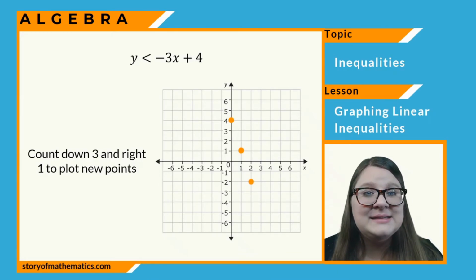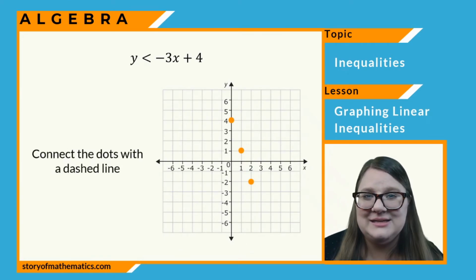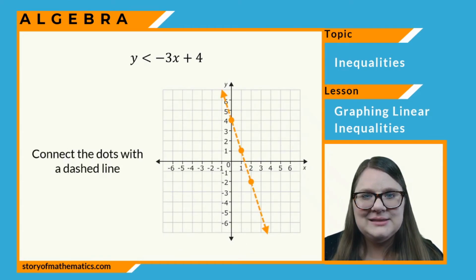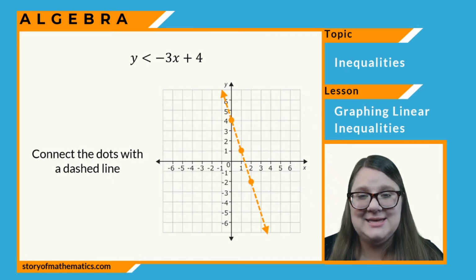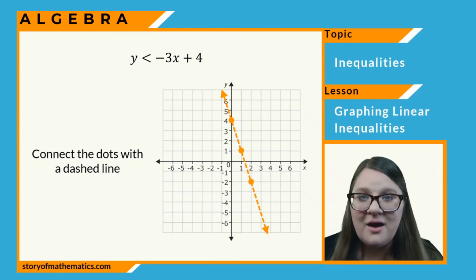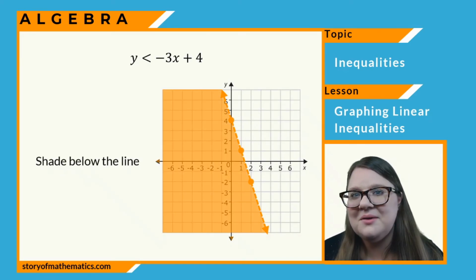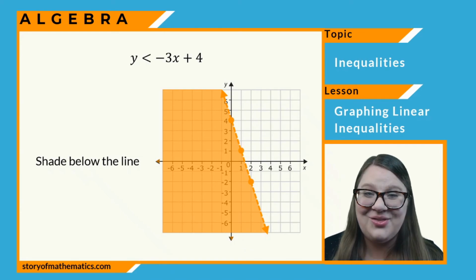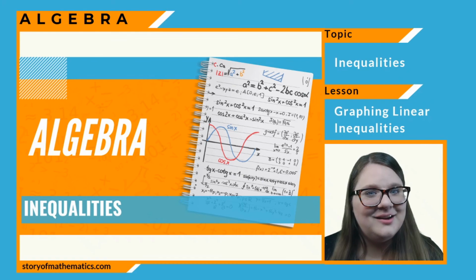Now, because this is y is less than, I'm going to use a dashed line to connect my points. And it looks like this. And also because it's less than, I'm going to shade below my line. And that gives us this final graph for y is less than negative 3x plus 4. And that is how you graph linear inequalities.